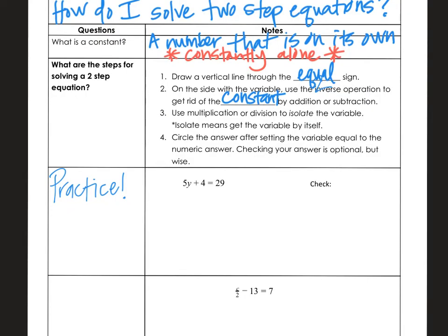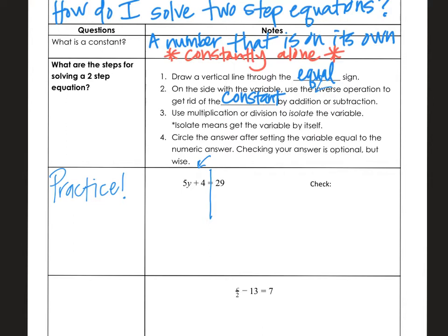All right, so the first thing that I need to do is draw a line through my equal sign. And then I need to look at the side that the variable is on. So y is our variable and it's on the left side of the equal sign. Okay, now I want to get rid of my constant. So I'm going to look for what number is alone just by itself, doesn't have a variable attached to it, and that's that 4. So I'm looking at the symbol in front of it as well, so the +4.